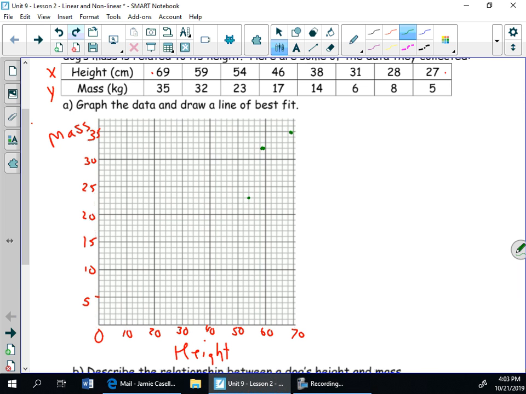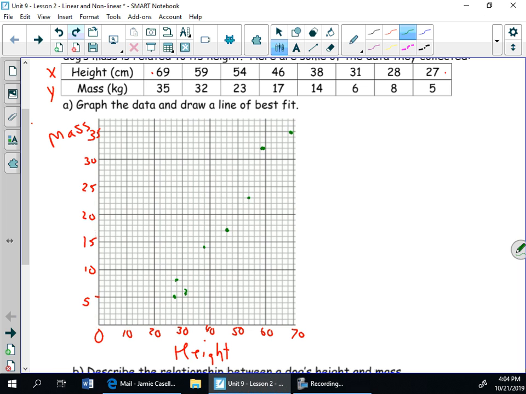46 and 17, about there. Oh, that's over to the left. So 44, right? 46 and 17 should be there. 38 and 14 should be there. 31 and 6, go there. 28 and 8, and 27 and 5. Okay, there's my dots.